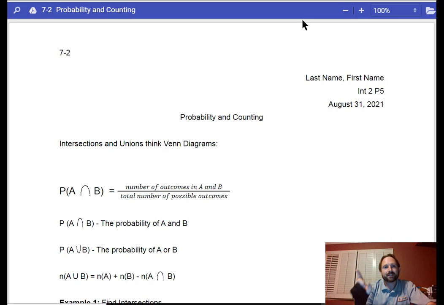Alright guys, so what I'm going to need you to do is write 7-2 up in the left hand corner and your information in the right corner. Make sure to write your first and last name.